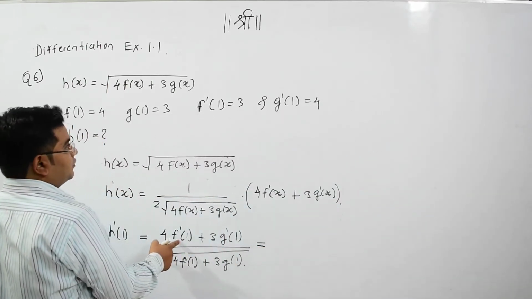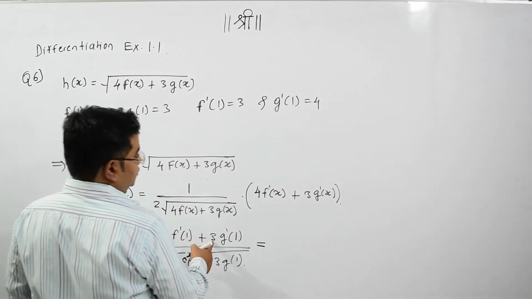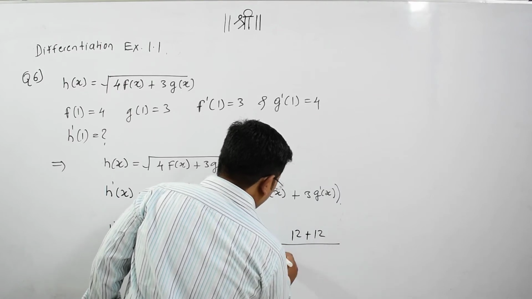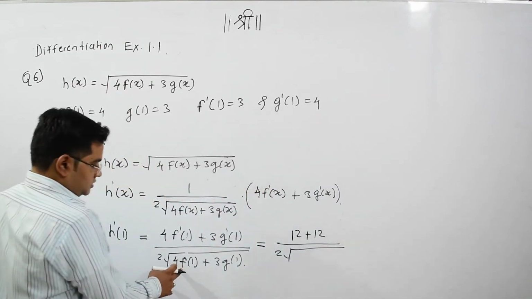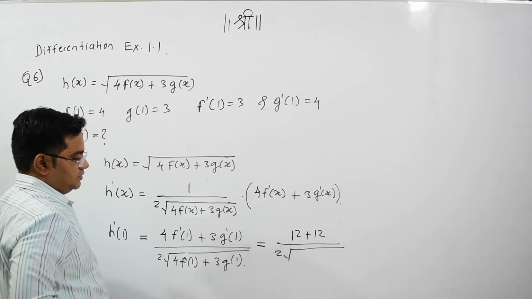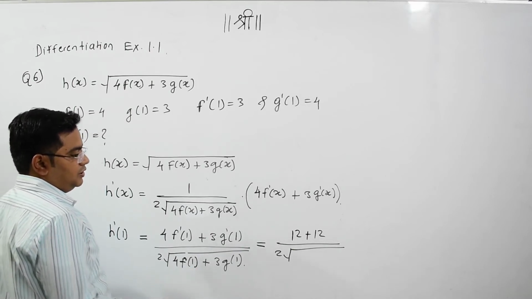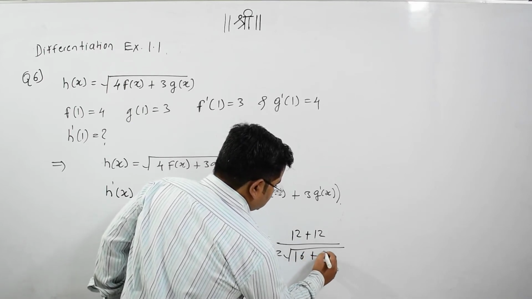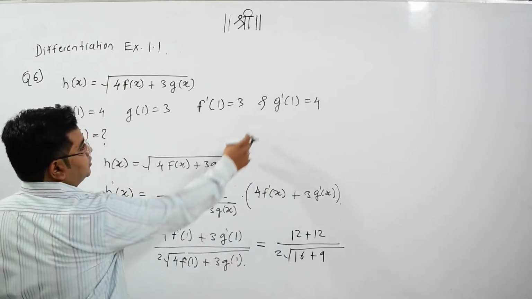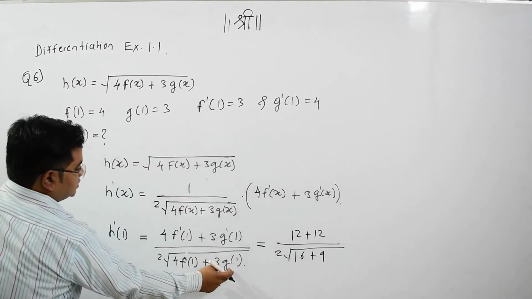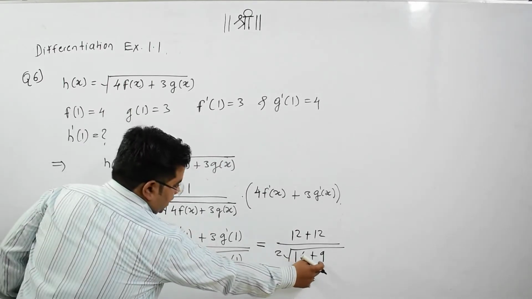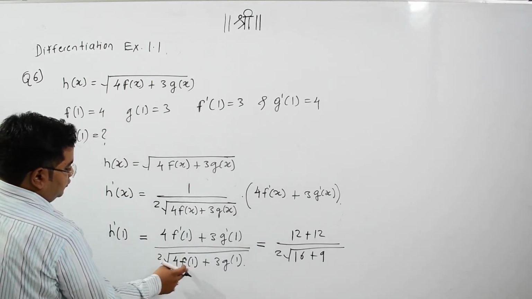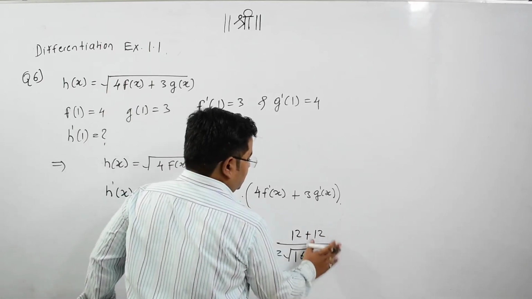So this is nothing but 4 into 3 and 3 into 4. So 4 into 3 is 12 plus 12 divided by 2 under root of 16 plus 9. What is that? 16 plus 9 is equal to 25. So under root of 25 will be 5. So still I need to write it step by step. So 16 plus 9. Why? Because g of 1 is equal to 3, so I am directly substituting 3. 3 into 3 will be 9. And what is f of 1? F of 1 is equal to 4. So 4 into 4 will be 16. And that's how we got this answer.